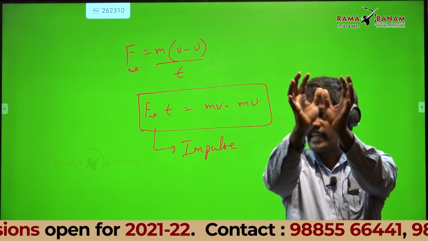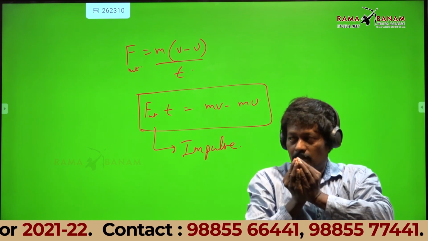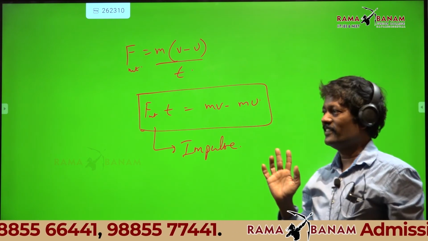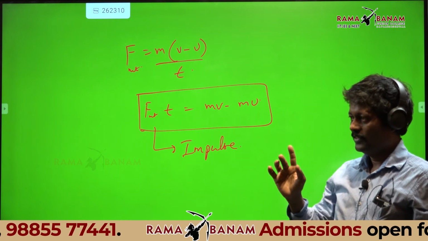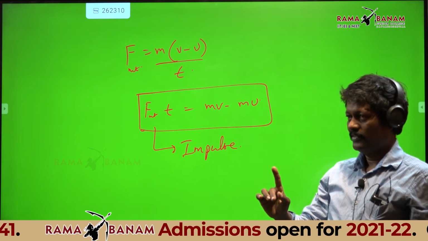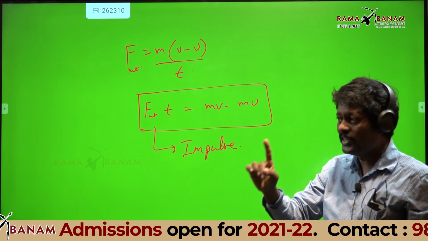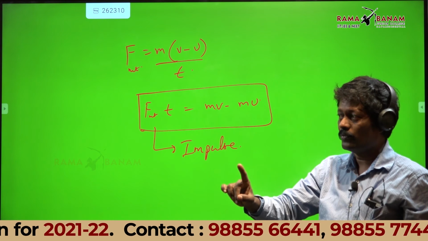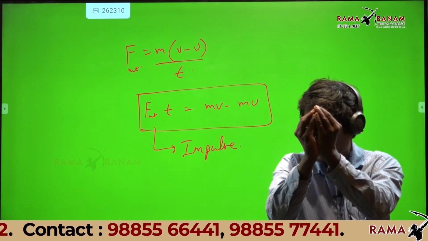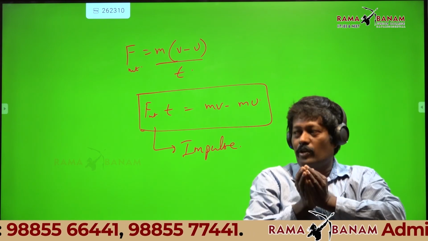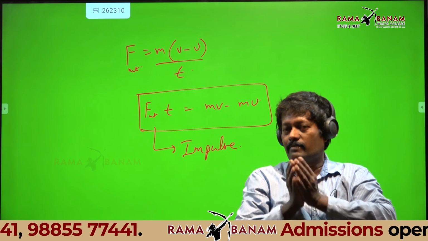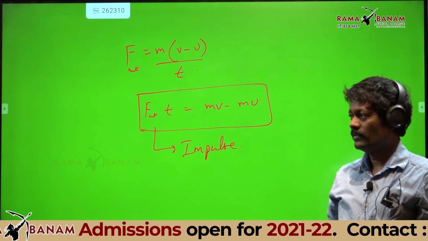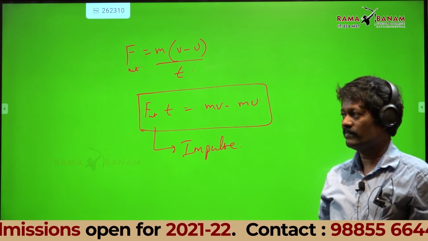Suppose he takes the catch like this, drawing his hand back. It will not hurt. Now listen. In which case is impulse more? When he abruptly stops the ball, or when he draws his hand towards his chest?